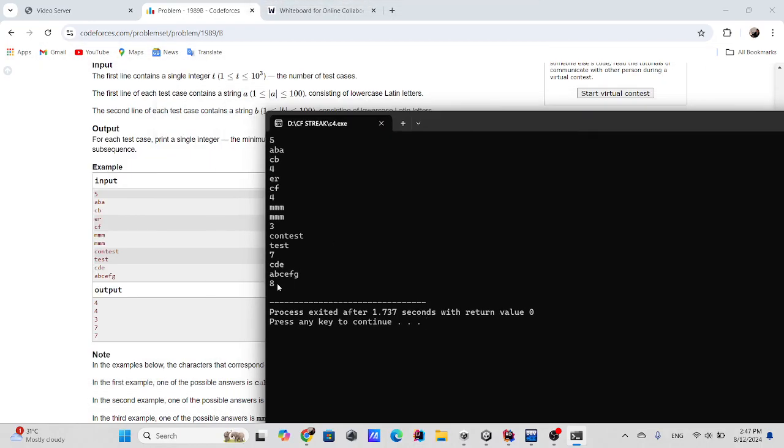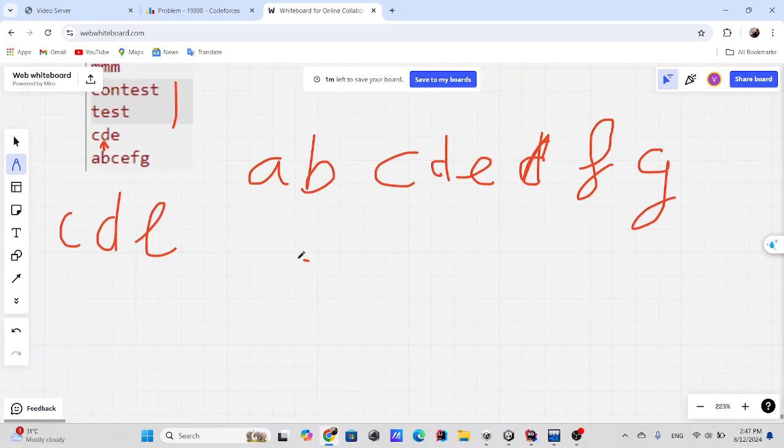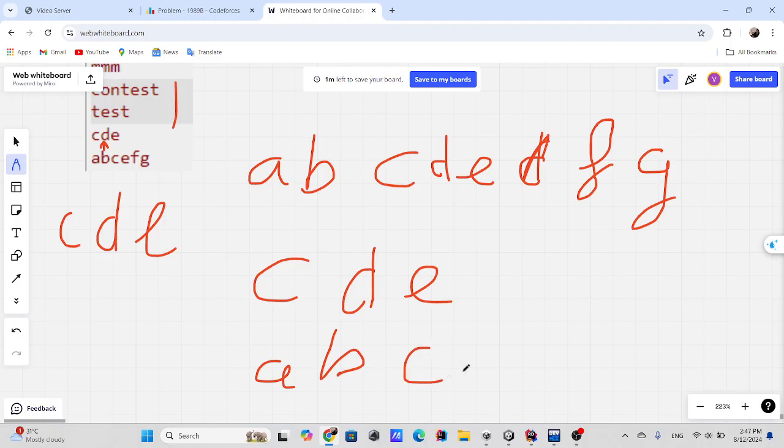Not correct. Not correct for sure. 44378. So the last one is not correct. The last one is somehow not correct. See, right?